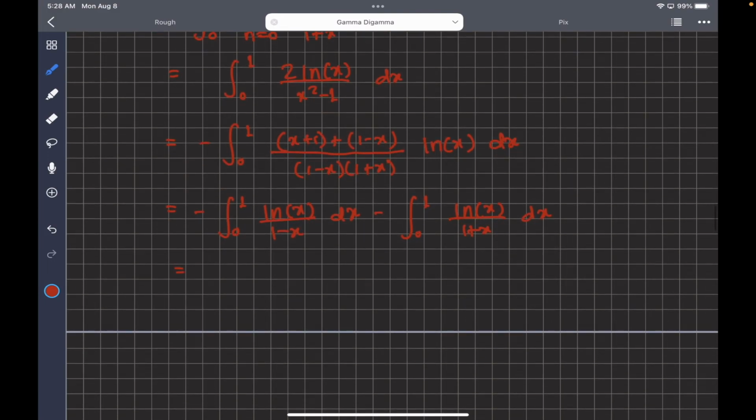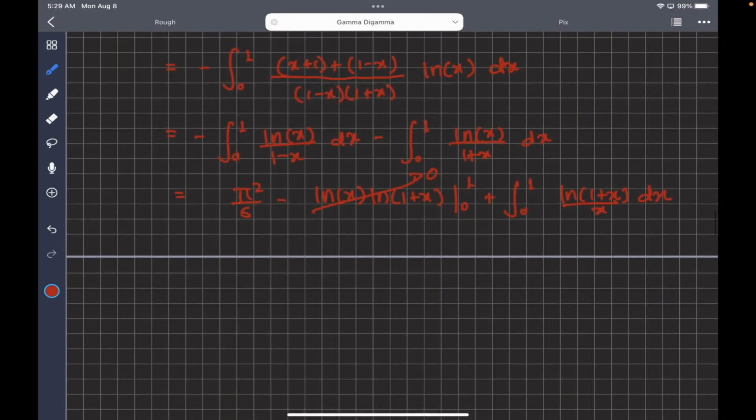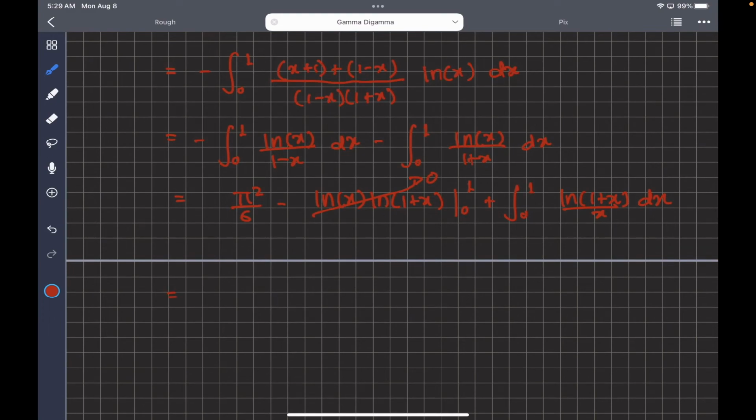Well, I exactly did the first integral, evaluated it to be pi squared over 6 minus natural log of x. I can use integration by parts. So I'm getting a product of these natural logs evaluated from 0 to 1 plus integral from 0 to 1 natural log of 1 plus x divided by x dx. Well, you can check this goes to 0 at both cases. The 0 case, you probably need L'Hopital's rule. 1 case is pretty trivial. Now we're going to get pi squared over 6 plus Taylor series expansion right away.